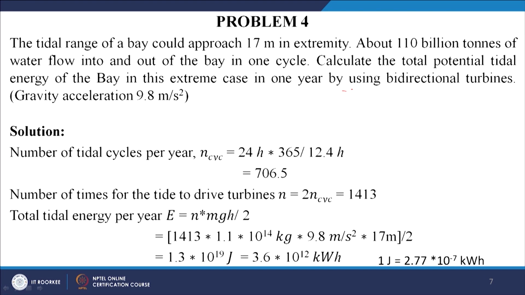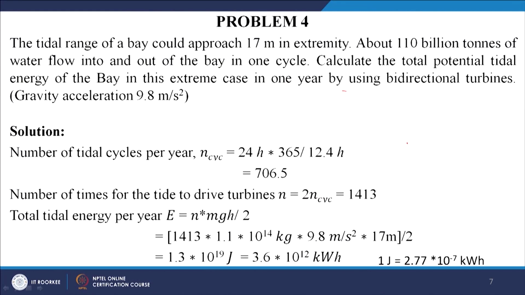So, this is a problem based on hydro turbines, but the water level is generated due to the tides, so tidal energy in fact. Here we have sea level, and during high tide water will go towards the river direction and we will have some water head here. This water head maximum is equal to 17 meter, and it is also given that 110 billion tons of water flow into and out of the bay in one cycle.